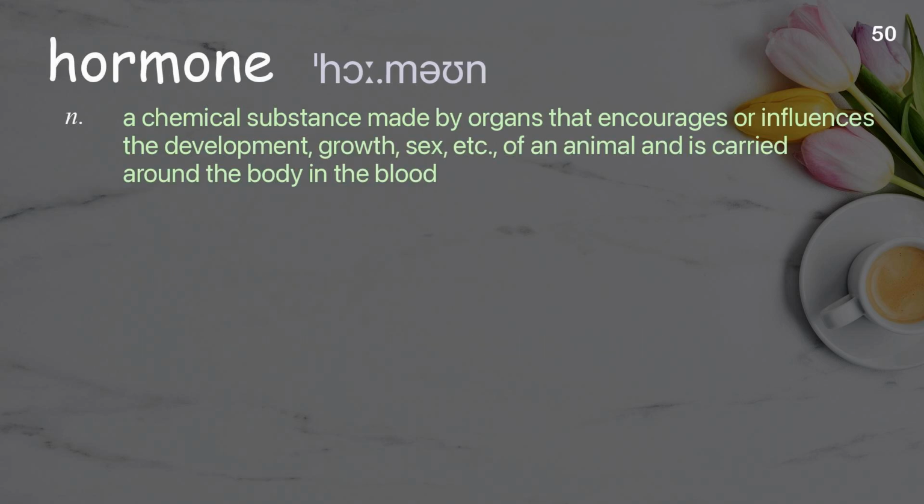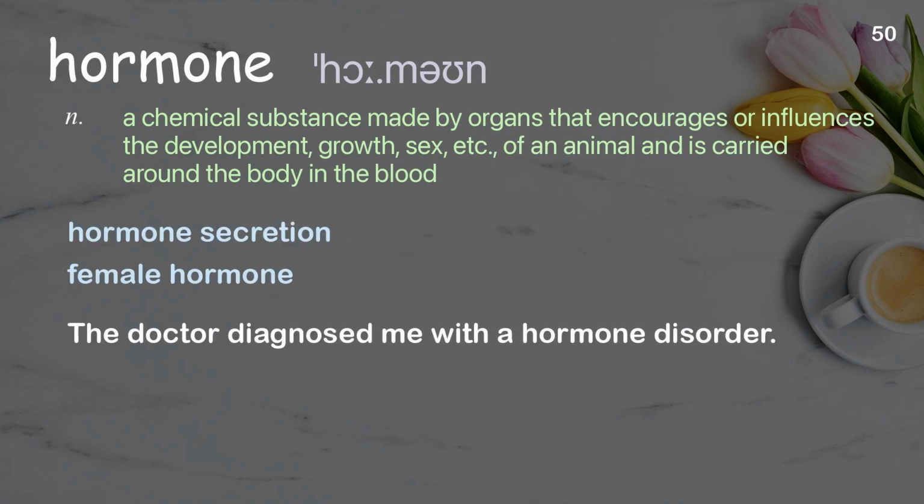Hormone. A chemical substance made by organs that encourages or influences the development, growth, sex, etc., of an animal and is carried around the body in the blood. Examples: hormone secretion, female hormone. The doctor diagnosed me with a hormone disorder.